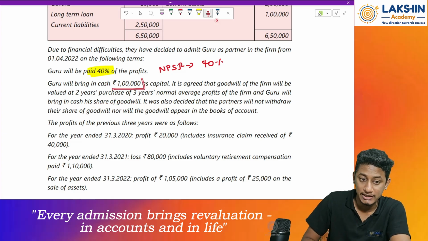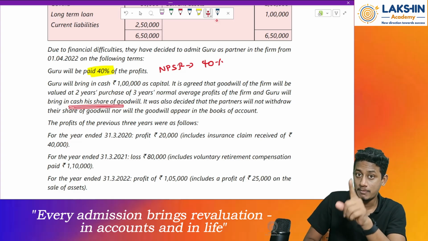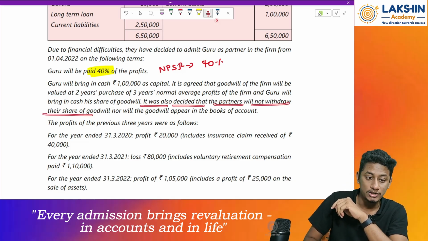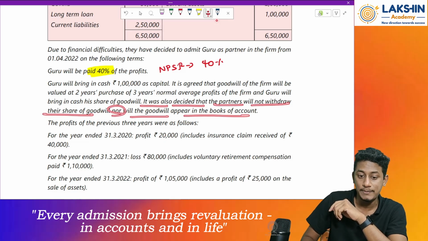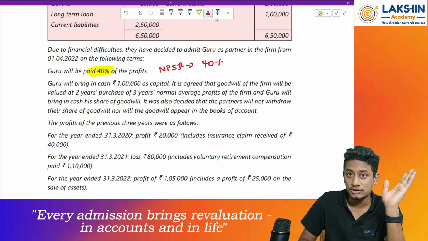So basically he will bring in 1 lakh as capital plus goodwill in cash. Remember this, clear? Okay. It will also be decided that the partners will not withdraw their share of goodwill, nor will the goodwill appear in the books of accounts. So partners are not going to withdraw the goodwill share, or they are not at all going to show it in the books. Then how to pass the entry?